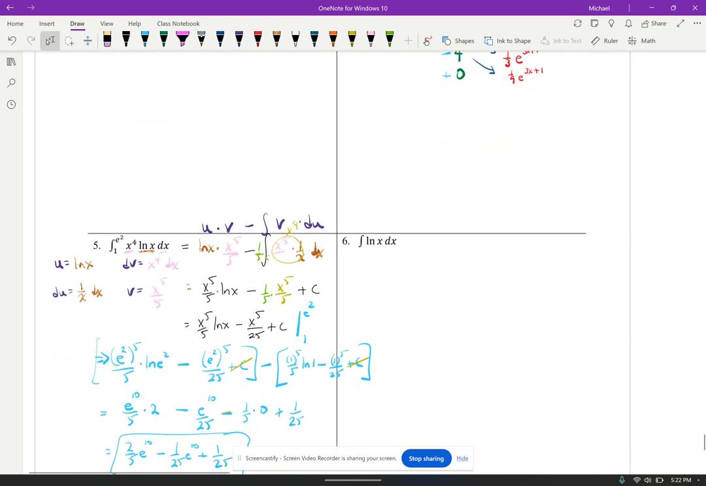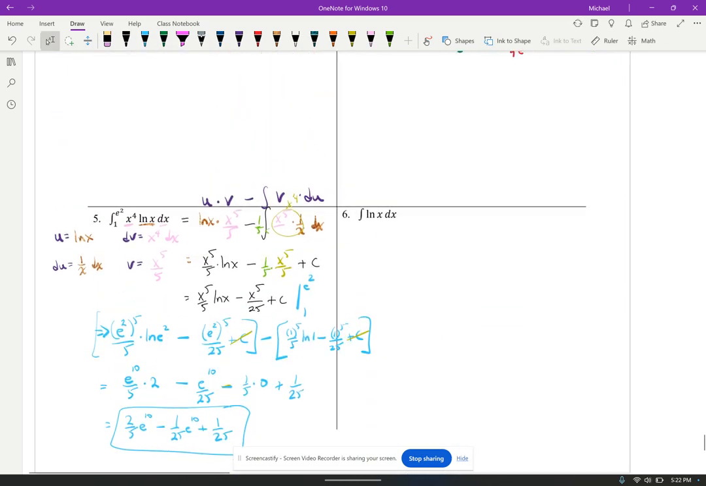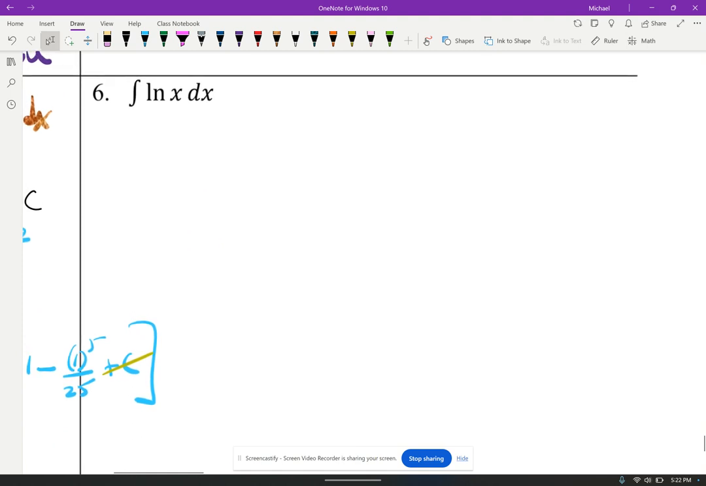And the last one we'll do together here will be number 6, because number 6 now says, just take the antiderivative of the natural log of x. How do I do that? Is that even possible? There's only one function. So how am I supposed to use UV substitution? And so here is where the beauty of UV substitution comes into play.